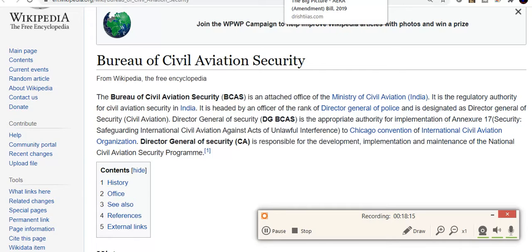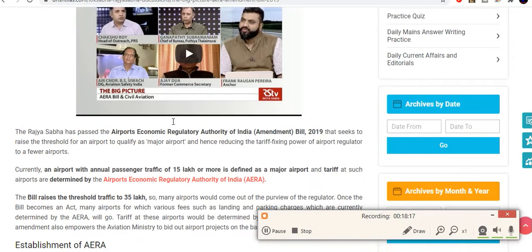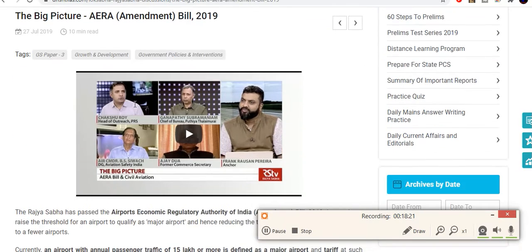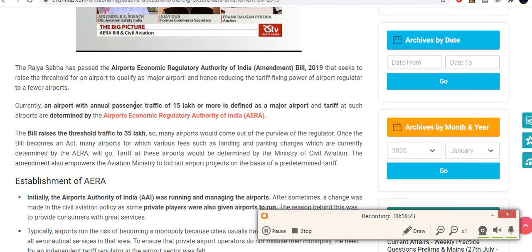We have covered this thing. Apart from that, there is one more current affair that is going on in this context, the AERA Amendment Bill. What is this AERA? We have covered the investigation body, we have covered the general regulatory body, DGCA. We have covered the regulatory body with respect to security, called the Bureau of Civil Aviation Security.